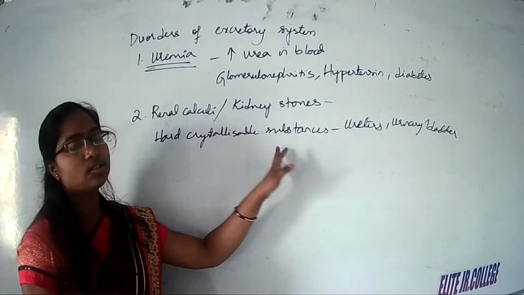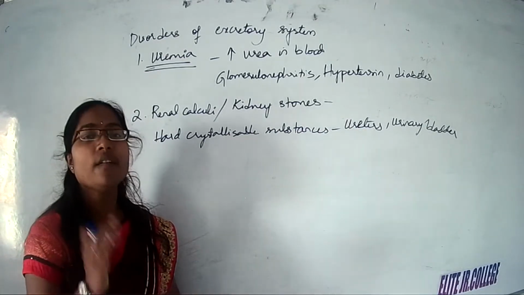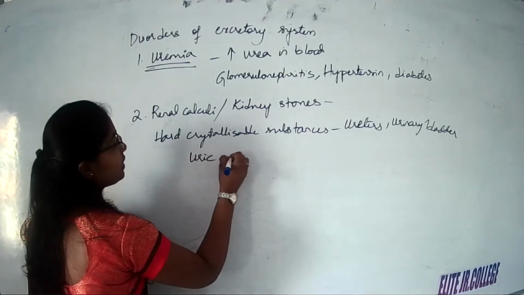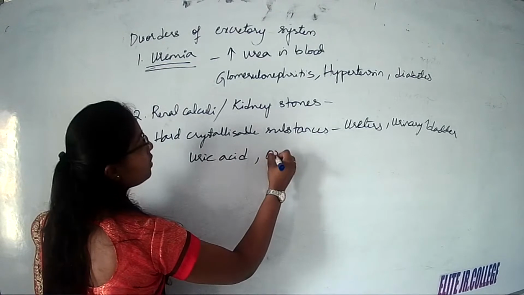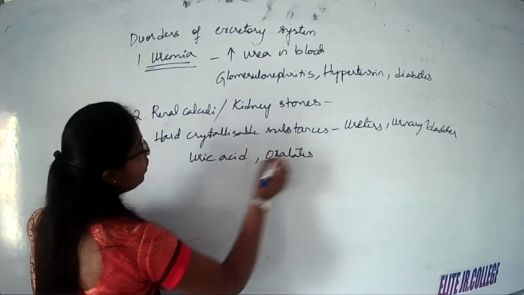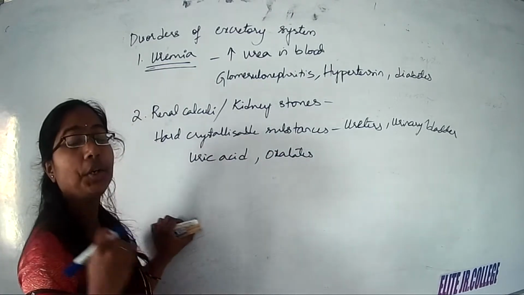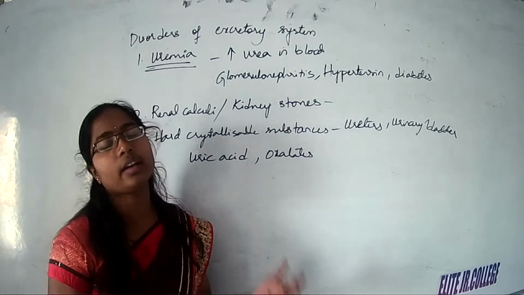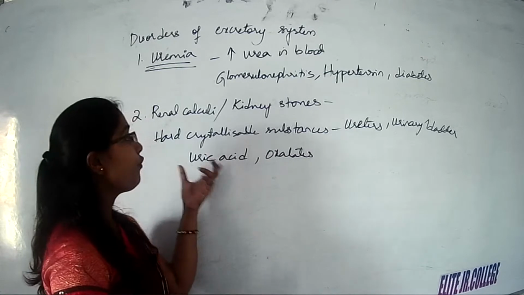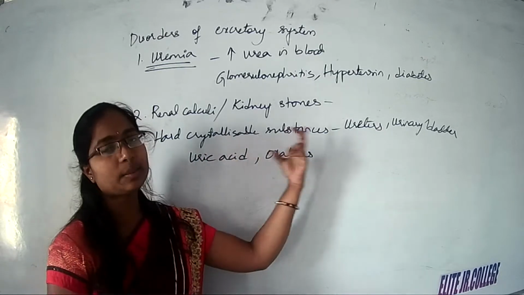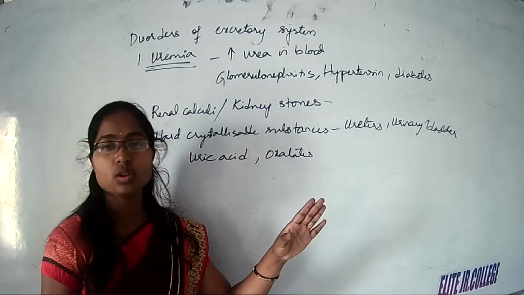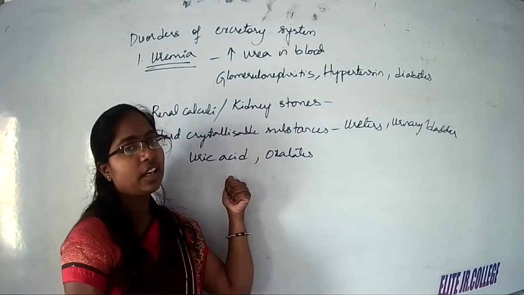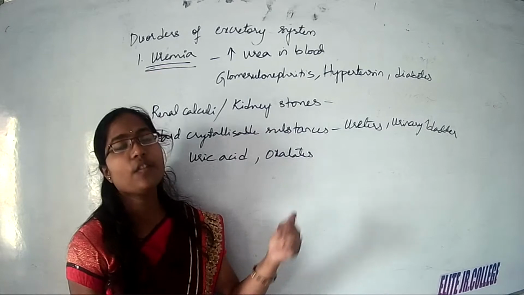These hard crystallizable substances are going to form whenever there is an increased amount of uric acid or oxalates. Whenever uric acid or oxalate amounts increase in the body, they are going to settle down in the excretory system in the form of hard crystallizable substances. They are not actually stones found in the kidneys. They are nothing but the crystals of uric acid or oxalates.